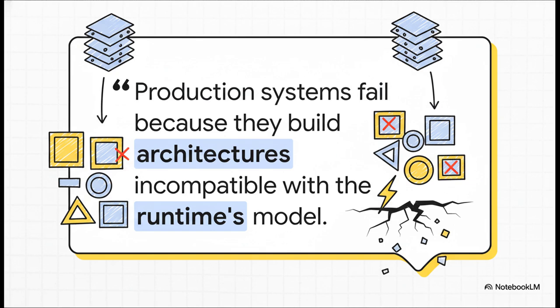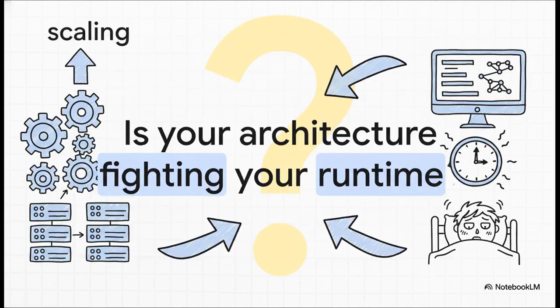And this is the core lesson of the entire explainer. You can have brilliant engineers writing perfect code, but production systems often fail because the architecture is fundamentally at odds with how the runtime actually operates. If your architecture is fighting the very nature of its foundation, it's not a question of if it will fail, but when. So I'll leave you with this one question to think about.